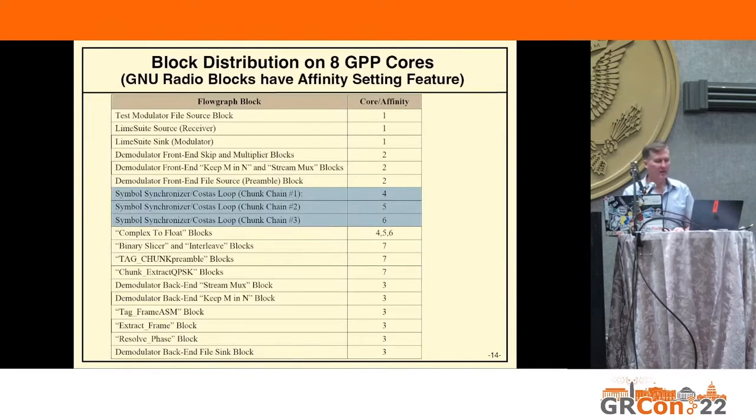So what I did here is I took advantage of the built-in affinity setting that GNU Radio already has to assign the blocks to the cores. And that was very helpful, this GNU Radio affinity setting that's already available in every block. For example, the shaded rows here for the 3 parallel chunk chains for the symbol synchronizer and Costas loop went to cores 4, 5, and 6. The core number is on the right column. The name of the block is in the left column.